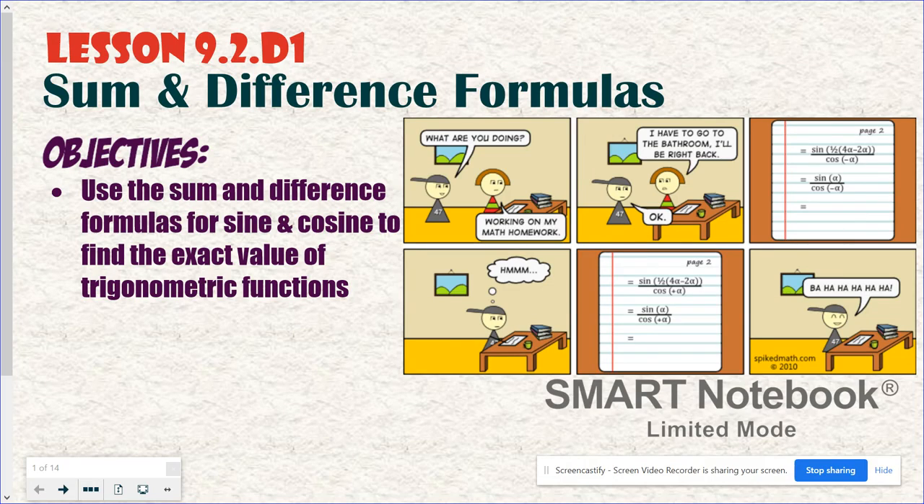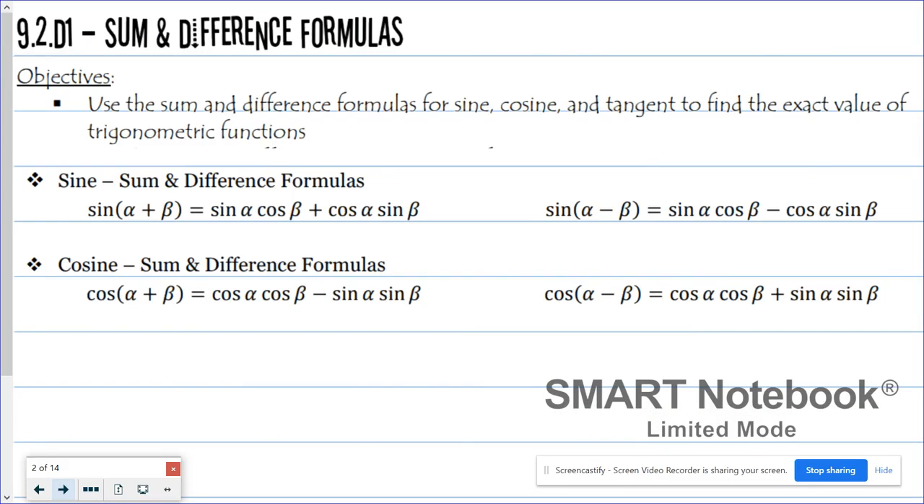Today we look at sum and difference formulas, and we're going to use these formulas to find exact values of trig functions. So these are our sum and difference formulas. We have a sum and a difference formula for both sine and cosine. These formulas involve us using two angles, and the two angles are alpha and beta. So we're always going to be working with two reference triangles when we're working with these formulas.